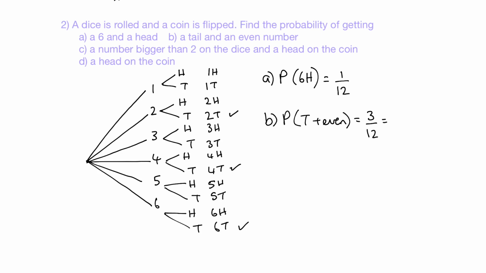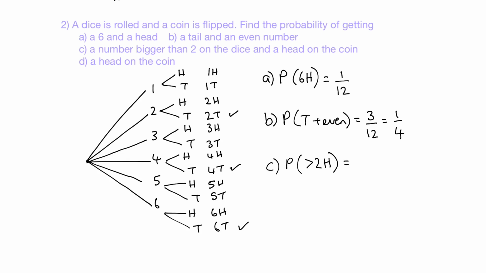And like we were looking at yesterday, this fraction will simplify, because 3 and 12 are both in the 3 times table. Dividing top and bottom by 3, 3 divided by 3 gives 1, and 12 divided by 3 gives 4. So that probability is 3/12, which is the same as 1/4. Then part C, a number bigger than 2 on the dice and a head on the coin.